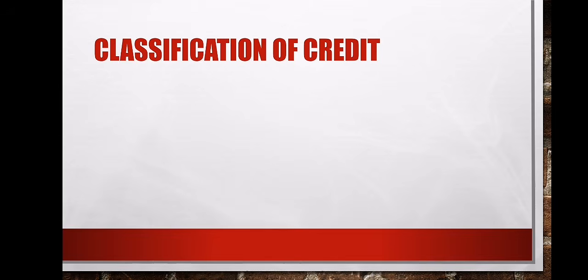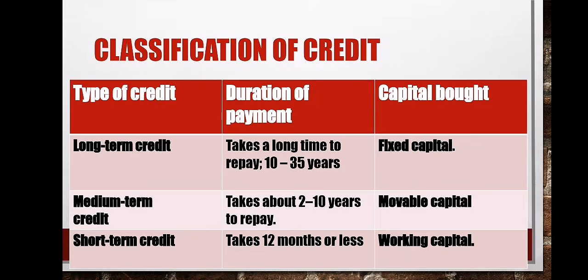One, know the name of the credit. Two, know the duration of payment. How long can a farmer pay back the credit? Because remember, we said a credit must be paid back with an interest. Three, know which capital can be bought using that credit. So three things: name of the credit, duration of paying back the credit, capital that can be bought using that credit. Okay, fine. Let's have a look at them.